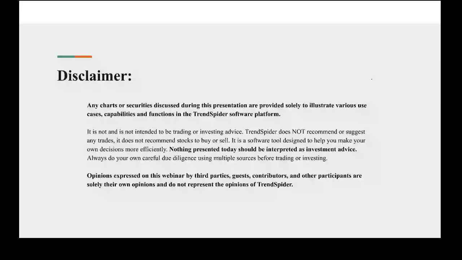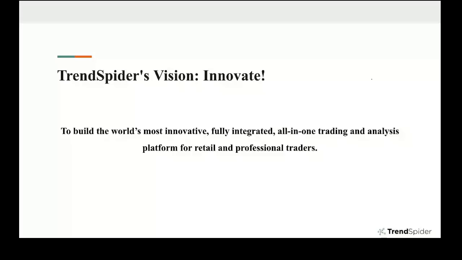So for those of you who have not heard about TrendSpider, just a quick overview. Our vision is really one thing and one thing only, and that's to innovate and to make the world's most fully integrated all-in-one trading and analysis platform, both for retail and professional traders. So we want to not only innovate, but innovate the way these processes are done so it's a more efficient process. And so you're not having to stare at the chart all day to wait for a specific setup to occur. The system's doing that for you. It's your secondary perspective on the market. It's your second set of eyes. And that's what we're really aiming to do here.